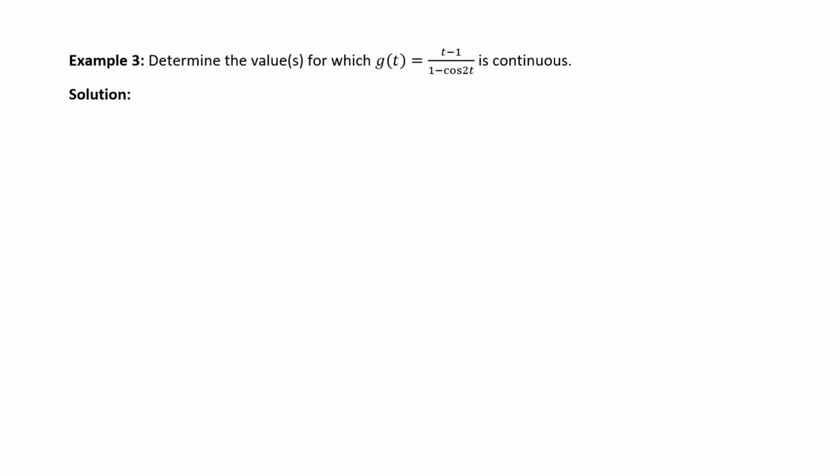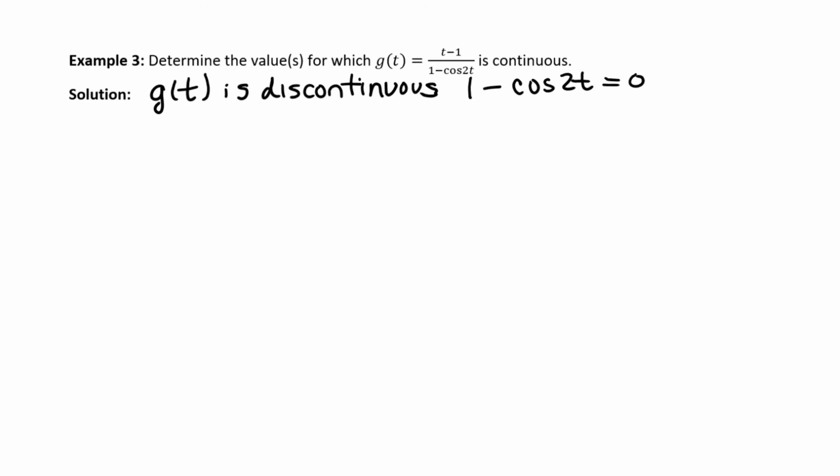Determine the value or values for which g of t equals t minus 1 divided by the quantity 1 minus cosine 2t is continuous. G of t is discontinuous where the denominator 1 minus cosine of 2t equals 0. Those specific t values will give us the vertical asymptotes.